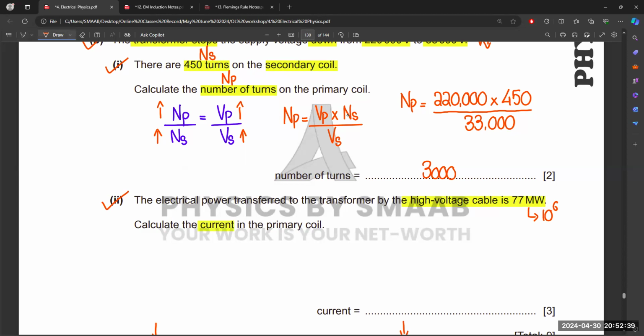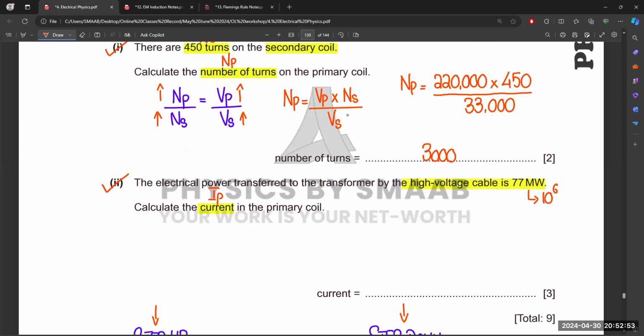It means we have to find out the current in the primary coil and the electrical power by high voltage. So power is given. Okay. So basically from the formula of power, we know that P is equal to VI. So power is given, right? Power is 77 exponent 6. Current is unknown. And we already know about the voltage. So it means power in the primary coil is equal to voltage in the primary coil into current in the primary coil.